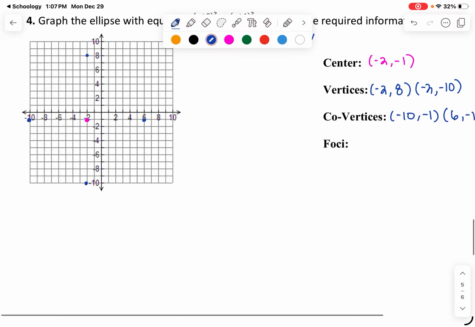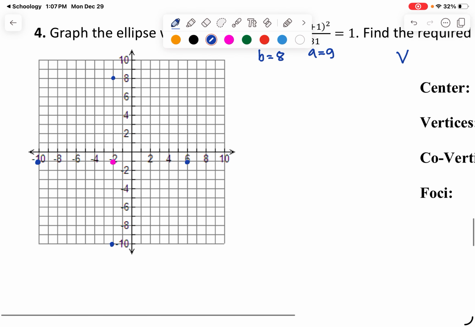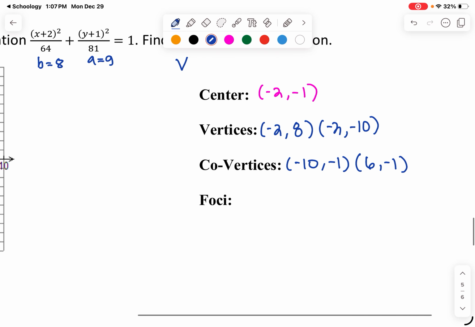So now I'm going to connect these points, making this vertical ellipse, which doesn't look that vertical. It looks more circular than anything, so I'm kind of exaggerating the verticalness to it. Okay, that's beautiful. If not, okay.